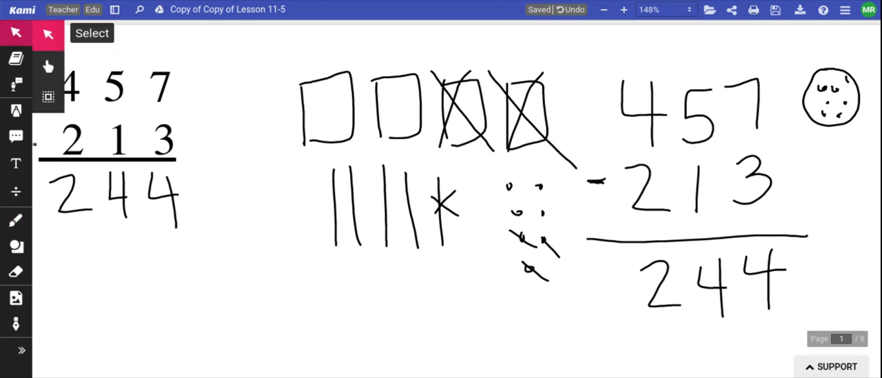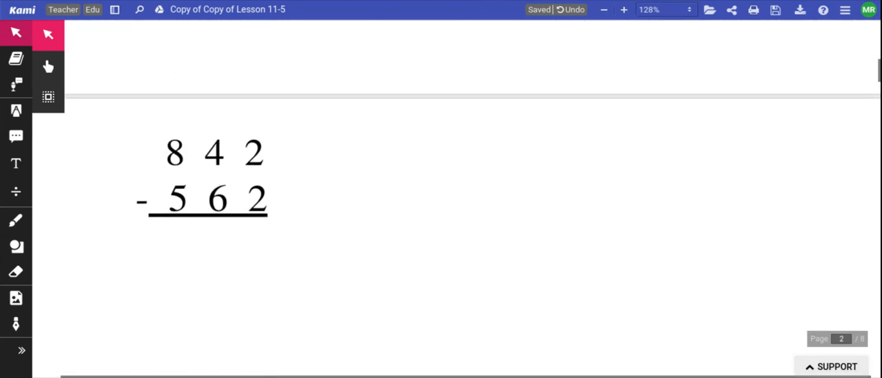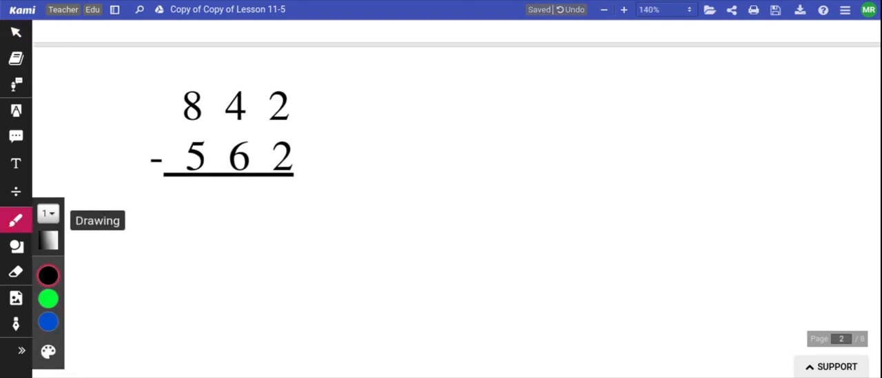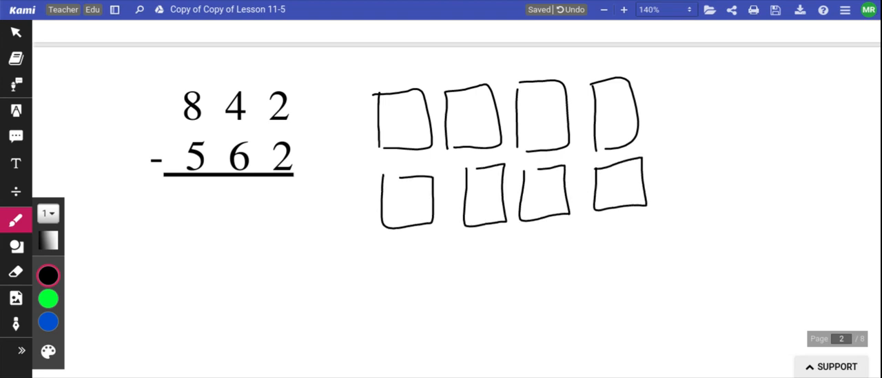All right. So let's take a look at the next one, because in this next one, we're going to have to do some borrowing. And you might already have a guess looking at this problem as to where. So first I'm going to show you it with drawing out the place value blocks, and then I'll show you it the other way. Okay, so for this problem, we're starting with 842. So we've got 800. So I'm drawing those out. 1, 2, 3, 4, 5, 6, 7, 8. And then I've got 4 10s, and I've got 2 1s.